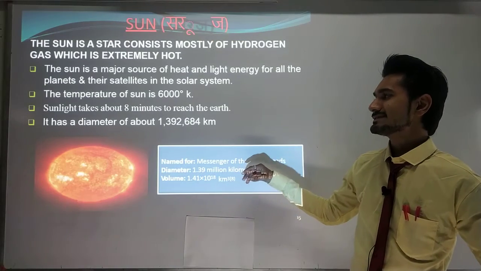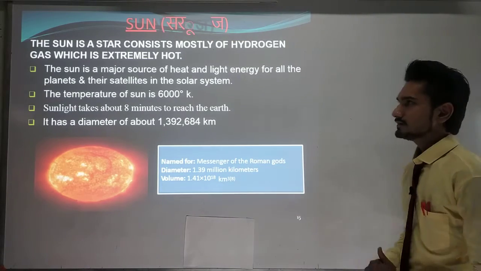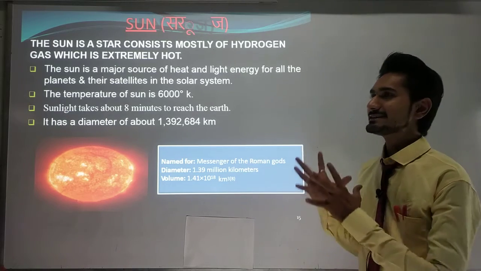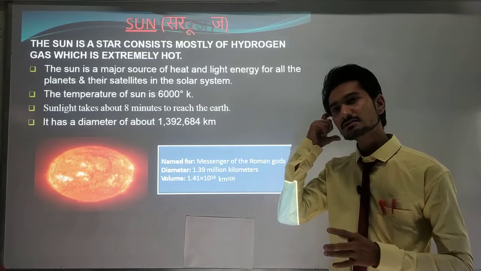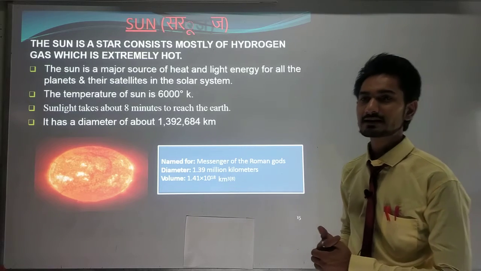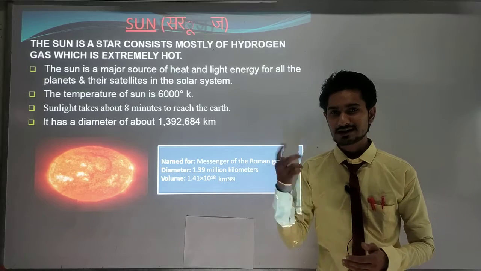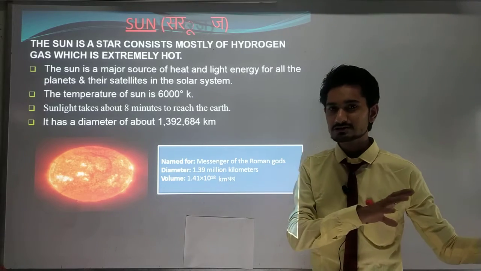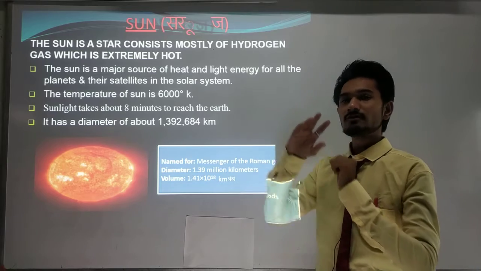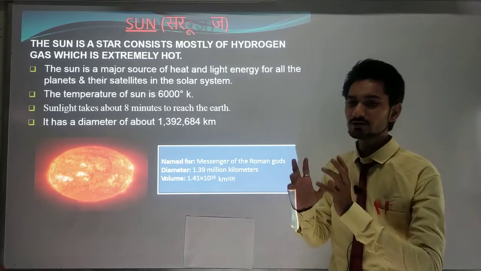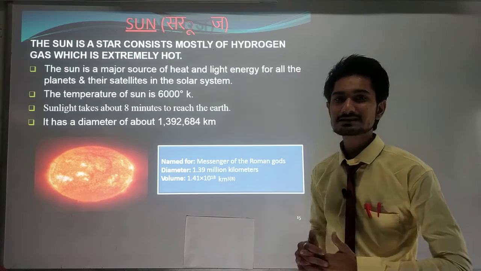Now we are going to see the sun. Okay, the sun is a star. Naturally, we can say that it is a star. If you wonder what the things are that we see in the night time in our sky, they are also stars. Like that, our sun is also a star. But they are so far away from our earth that we cannot see them at a larger size.